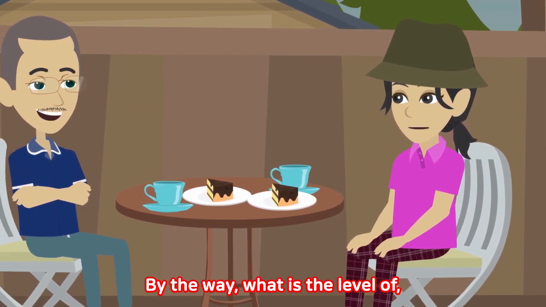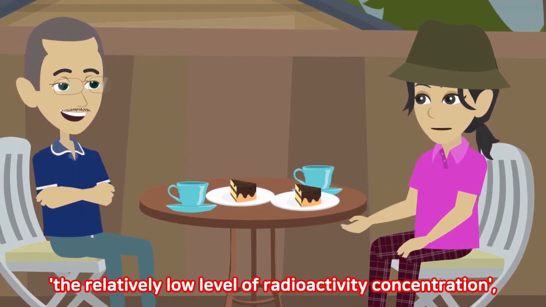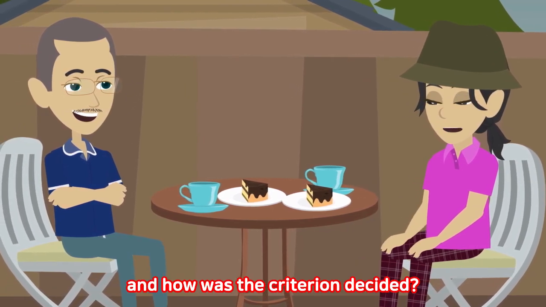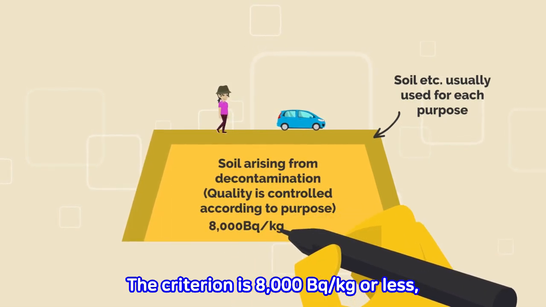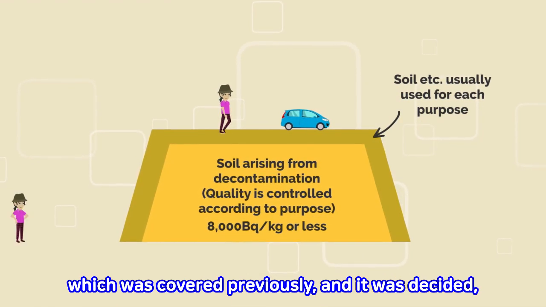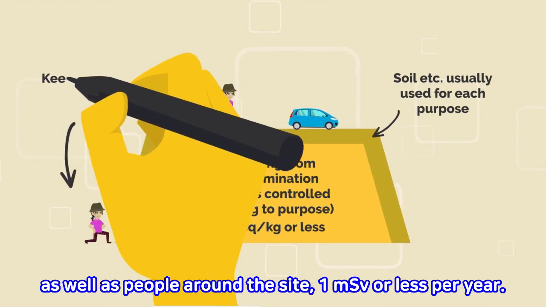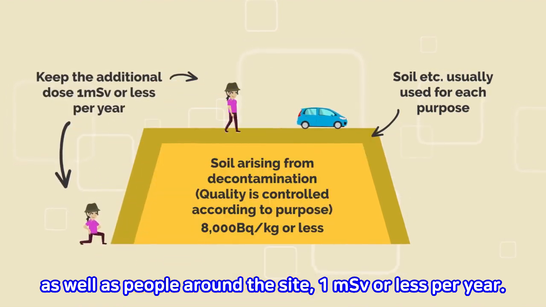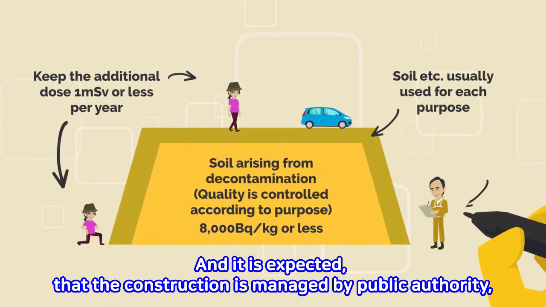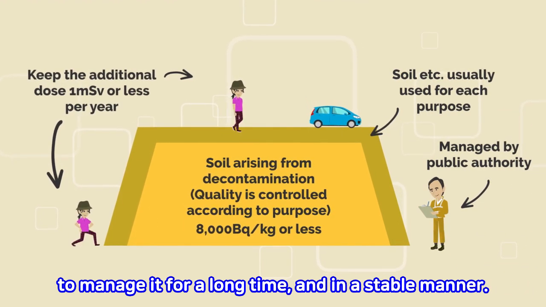By the way, what is the relatively low level of radioactivity concentration, and how was the criterion decided? The criterion is 8,000 becquerel per kilogram or less, which was covered previously, and it was decided to keep the additional dose to workers on the construction, as well as people around the site, to 1 millisievert or less per year. And it is expected that the construction is managed by public authority for a long time, and in a stable manner.